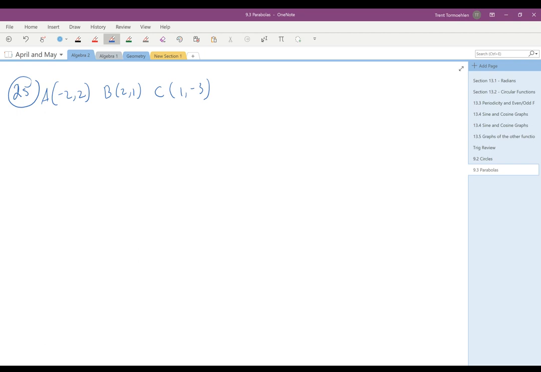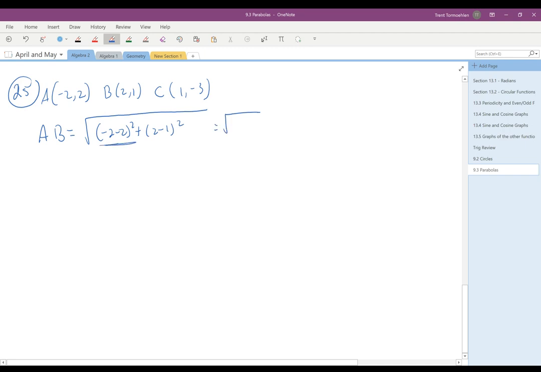So we're going to start with AB, and we're going to use the distance formula. For the length from A to B, the distance is going to be x1 minus x2 squared plus y1 minus y2 squared, which would give you the square root of, well, this is negative 4 squared, 16, plus 1 is 17.